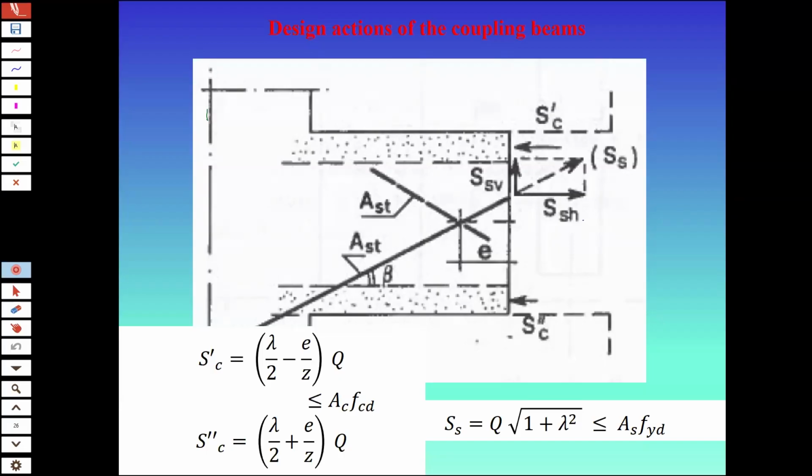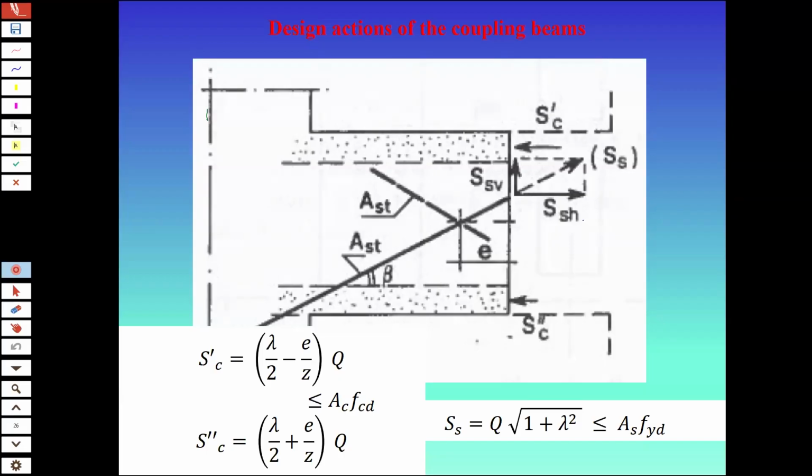How do I design the compressed diagonal? The compressed diagonal is still a bar. So it means that I have to choose how many bars, which diameter I have to put there. Remember that the forces can come either way.